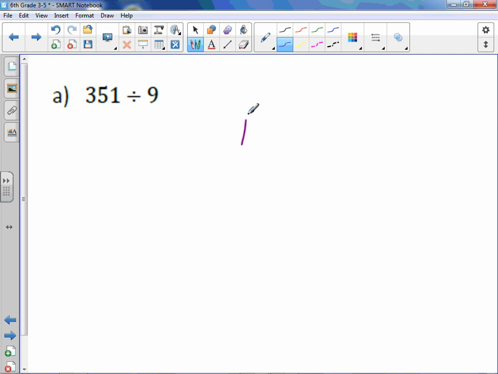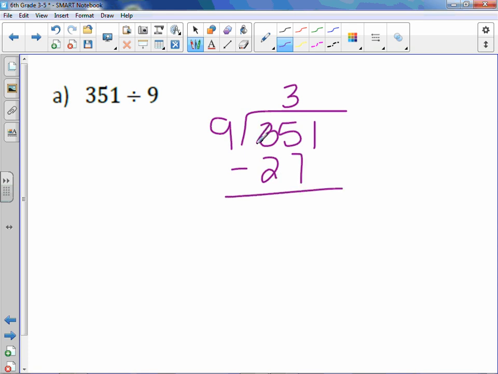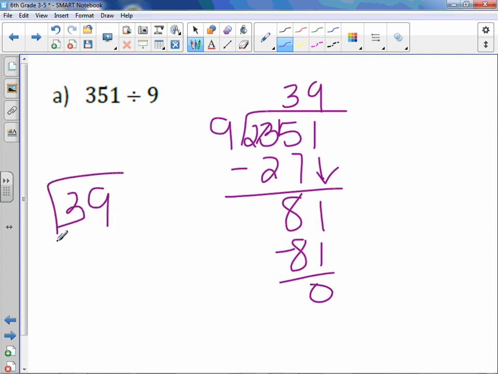The first number goes in the box. 9 on the outside. 9 can't go into 3, so then we look at 35. 9 can go into 35 3 times. 9 times 3 is 27. Subtract, and we get 8. Bring down the 1. 9 goes into 81 exactly 9 times. Subtract and get 0. Our quotient is 39.